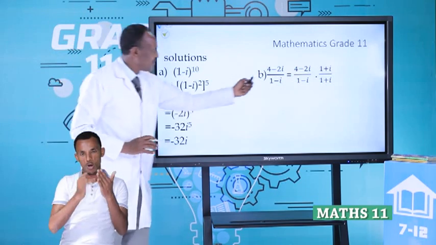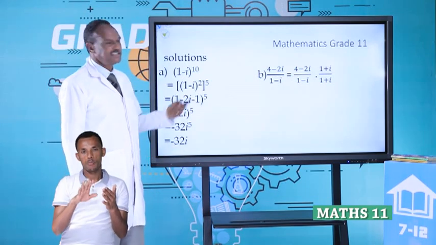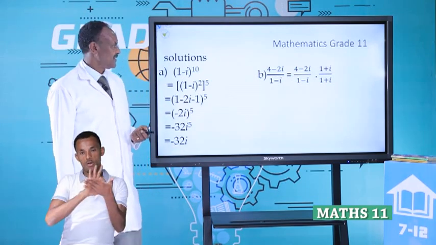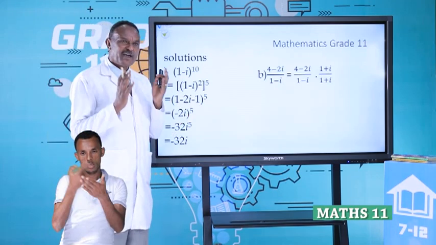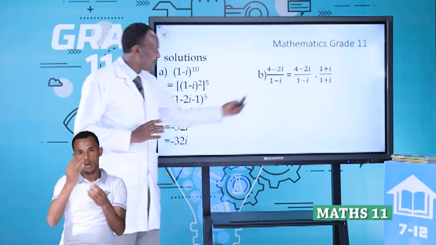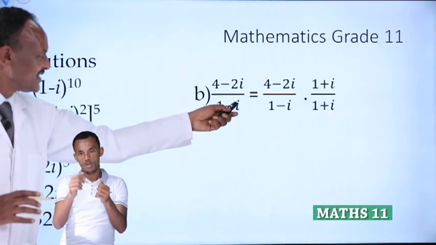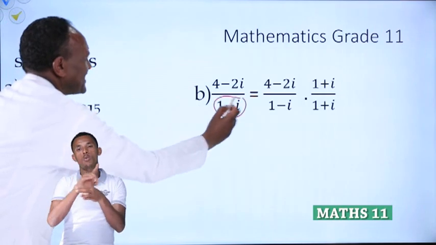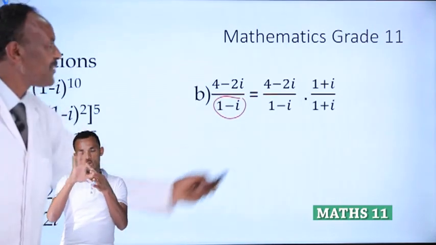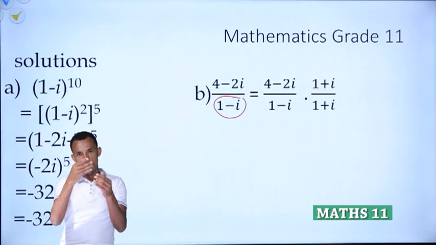What about for b? (4 minus 2i) over (1 minus i). This is the ratio of two complex numbers. So to give our answer in the form a plus bi, in polynomial form, multiply both numerator and denominator by the conjugate of the denominator, 1 minus i. The conjugate is 1 plus i, over 1 plus i.